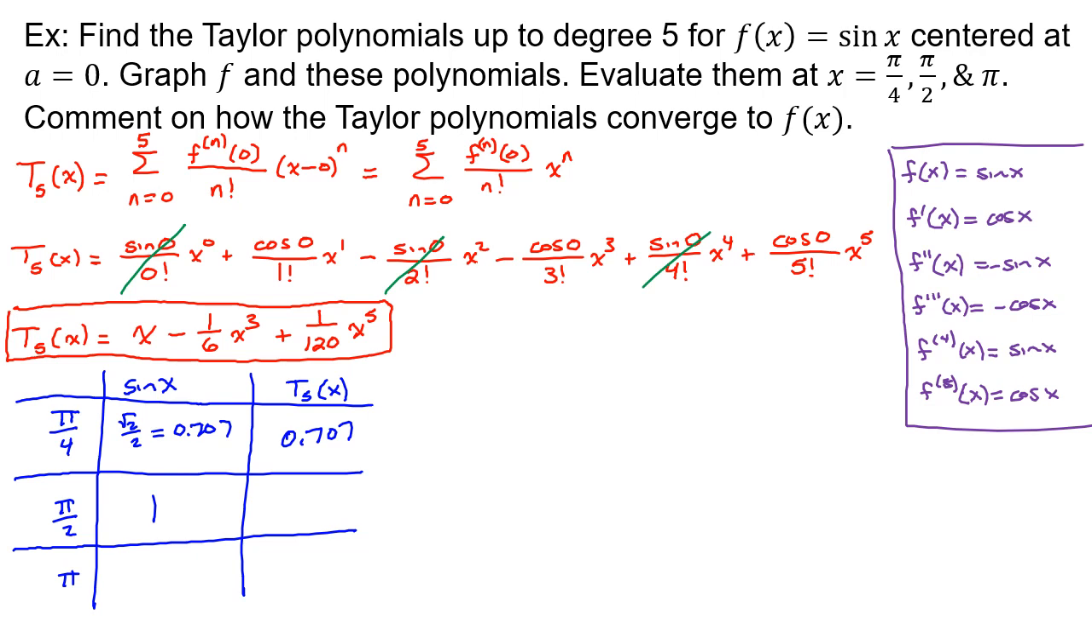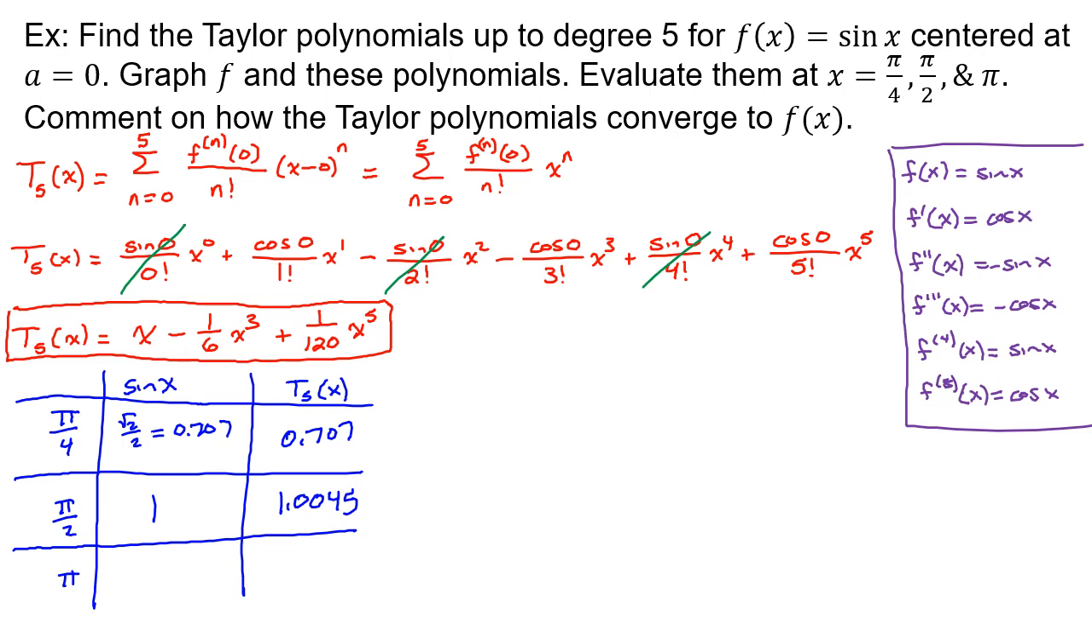Pi over 2 minus 1/6 times pi over 2 cubed, plus 1 over 120 times pi over 2 raised to the 5th power. That comes out to be 1.0045. So again, not too bad of an approximation because you are not too far off of 1. So this is actually a fairly good Taylor polynomial to do approximating with.